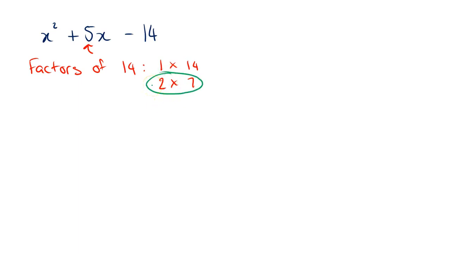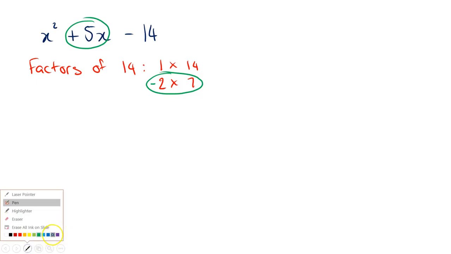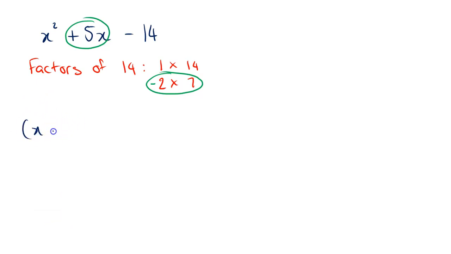And then the last step is deciding which one will be negative, which one will be positive. And because I want to make plus 5, I'm going to make the 7 positive and the 2 negative, because 7 minus 2 will give me that 5 that I need. Now I can go ahead and do my brackets. So I'm going to have x minus 2 in one and x plus 7 in the other, just selecting those two numbers there in the green circle.